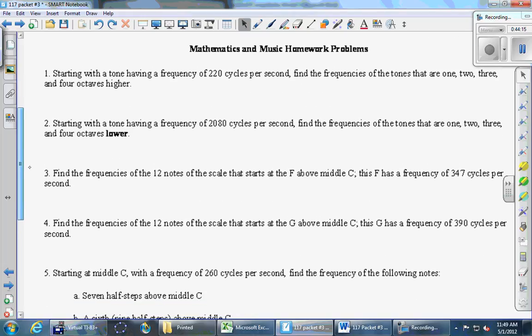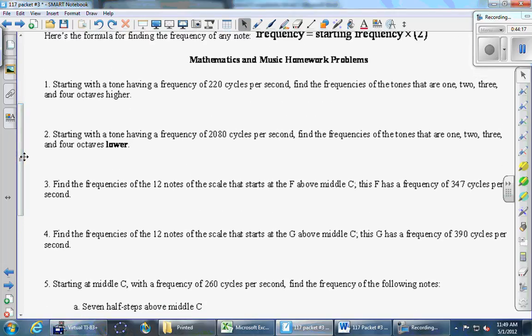All right, so what I'd like you guys to do is start. We'll give you lots of time today to do this math and music homework. So can you guys start with number 1 and work with your neighbors? The real important formula is the one right up above.